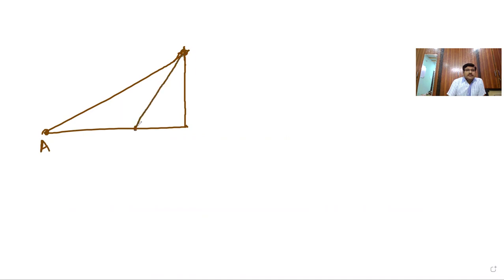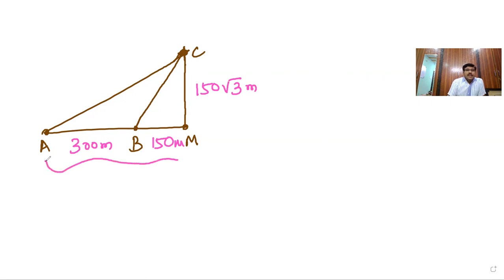Again, I am highlighting this triangle. This is point A, this is point B, this is M, this is C. So AB is 300 meters. BM we already calculated as 150 meters. CM we calculated as 150 root 3 meters. Now what is AM? AM is AB plus BM, so 300 plus 150 is 450 meters.